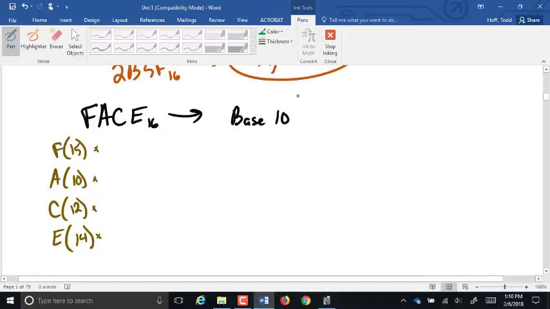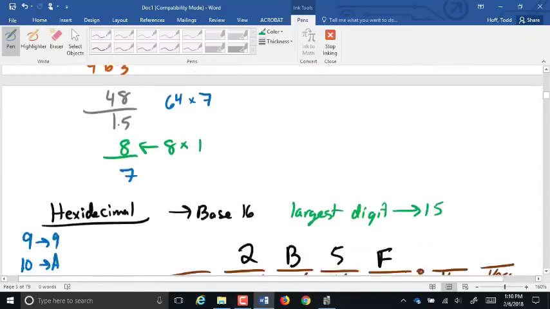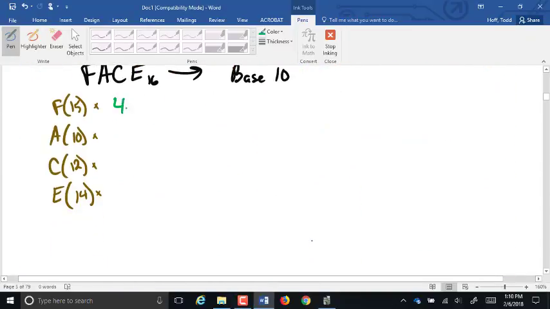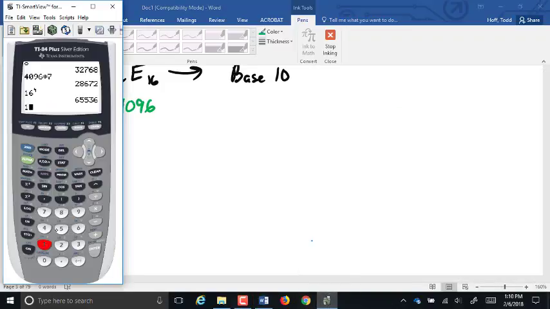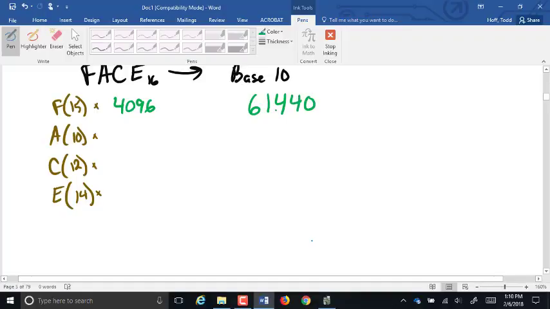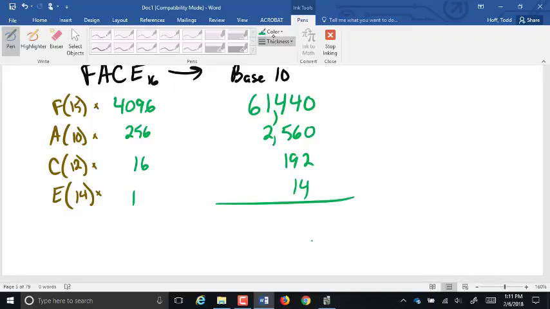Okay, so F is in which place value? Remember, that would be the 4,096 place, right? So 15 is what F stands for, times 4096 is going to get large in a hurry. 61,440. A, which is 10, is in the 256 place. So that's 2,560. C, which stands for 12, is in the 16 place. 12 times 16 is 192. And E, which is 14, is in the 1's place. So that's just 14. So that adds up to be 64,206.